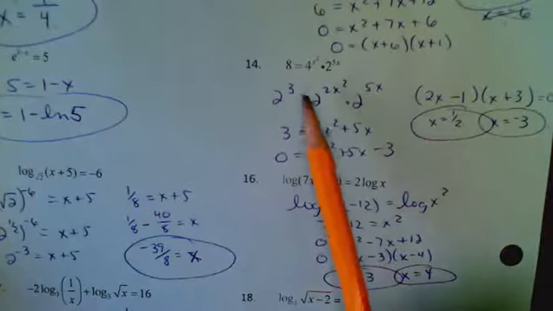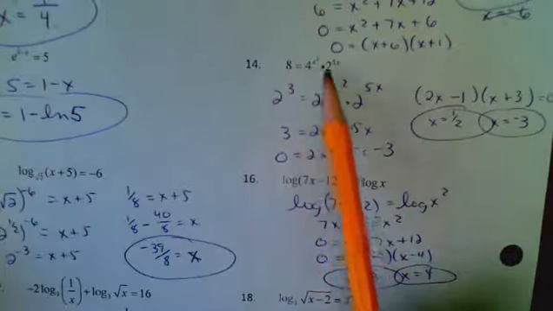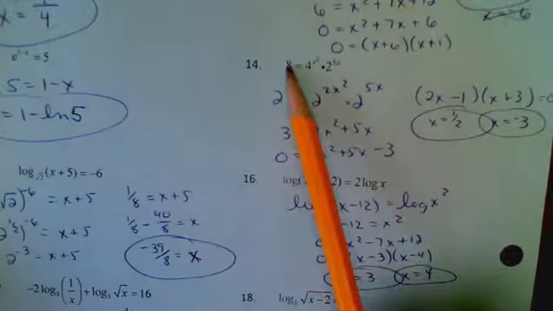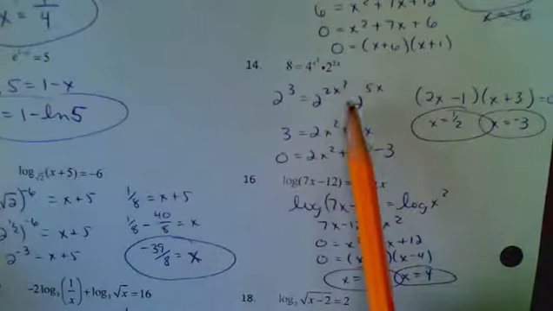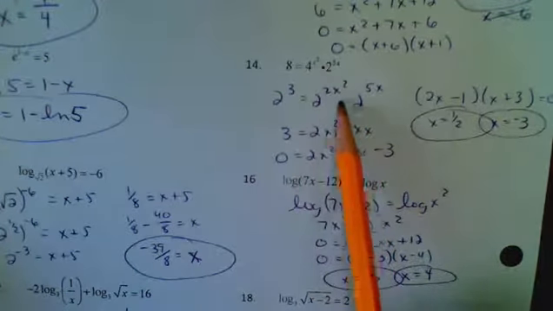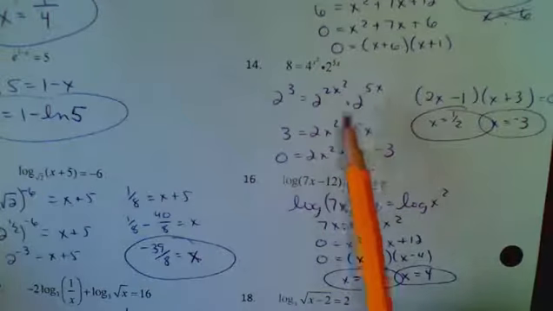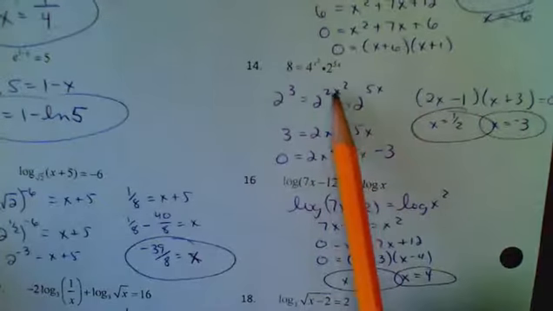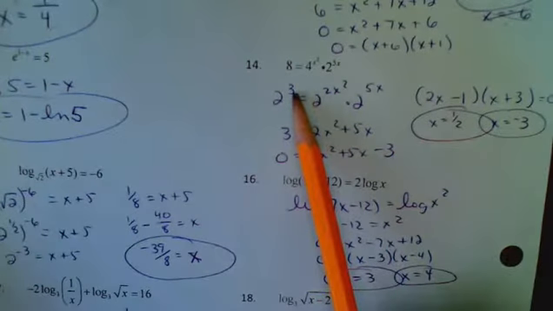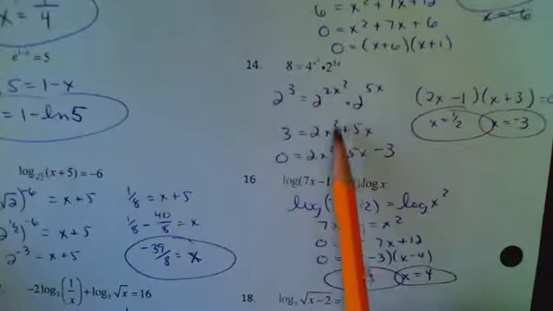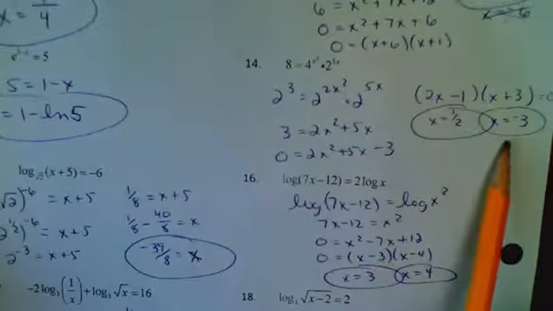14 is an exponential equation, and you should notice that all of these can be put into the same base. So 2 to the third, 2 squared, and that one already was a 2. When you're multiplying like bases, you add the exponents. So when I add these together, 2 to that power has to equal 2 to the third, so my exponents are equal. Again, it's a quadratic, and I solve the quadratic.